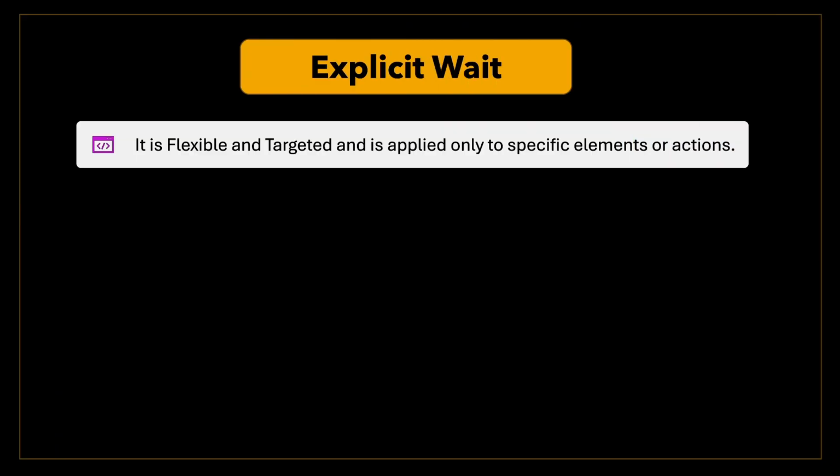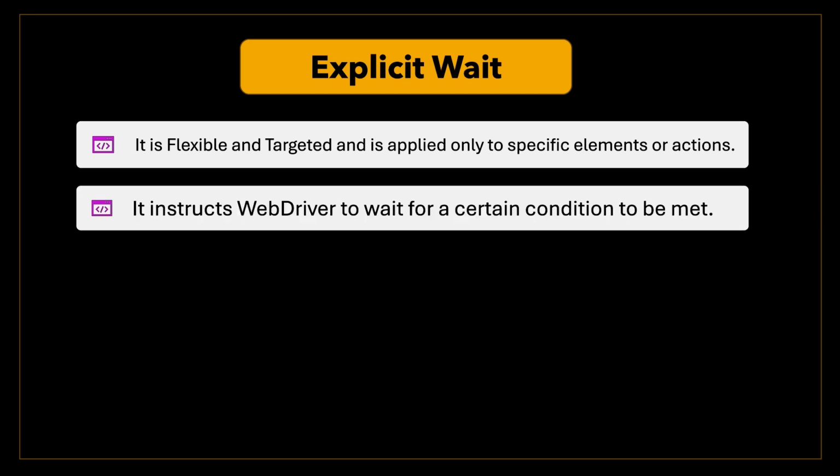Let's have a look at explicit wait now. Explicit wait in Selenium is a more targeted and flexible waiting mechanism compared to implicit wait. Unlike implicit wait, which is a global setting and applies a blanket wait time for all elements, explicit wait targets individual elements and conditions. It instructs WebDriver to wait for a certain condition to be met before proceeding with the next action. If the condition isn't met, WebDriver will keep waiting up to the maximum specified time before throwing an exception.